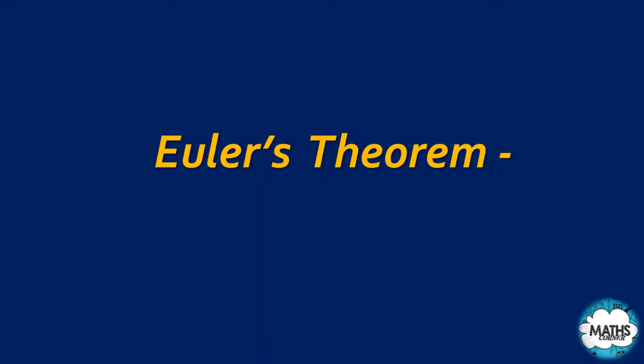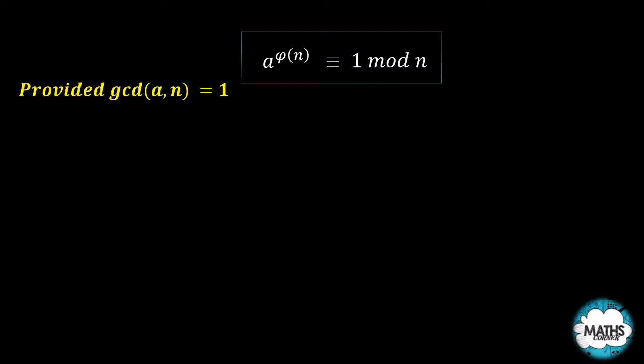Now it's a very good application of the Euler totient function, and you must know some basic concepts of modular arithmetic before moving to Euler's theorem. Okay, so let us start with this. Euler's theorem states that a raised to the power phi of n is congruent to 1 mod n, provided that GCD of a comma n is equal to 1, where phi of n is the Euler totient function.